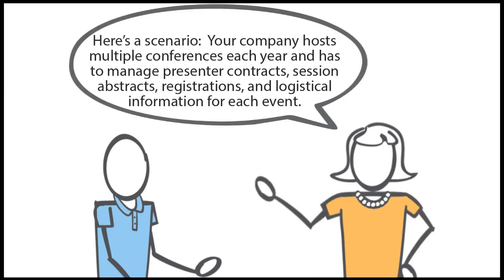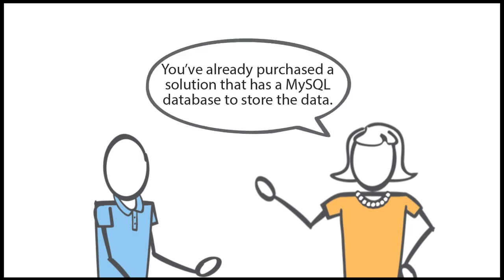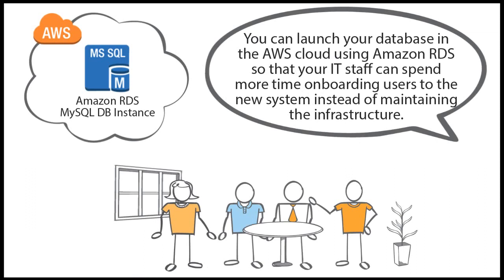Here's a scenario. Your company hosts multiple conferences each year and has to manage presenter contracts, session abstracts, registrations, and logistical information for each event. You've already purchased a solution that has a MySQL database to store the data. You can launch your database in the AWS cloud using Amazon RDS so that your IT staff can spend more time onboarding users to the new system instead of maintaining the infrastructure.